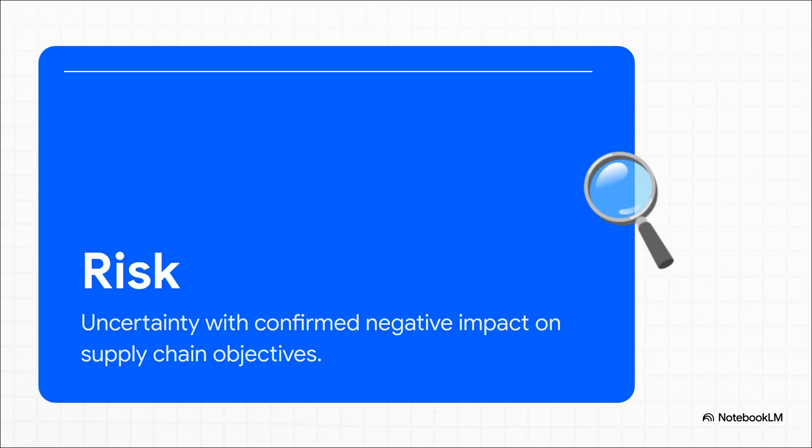It's everywhere. But as a risk manager, your job isn't to lose sleep over every single uncertainty in the world. Your job is to filter them. According to the ISO 31000-2018 standards, a risk is only an uncertainty that has a confirmed negative impact on your specific supply chain objectives. If it doesn't impact you, it's not a risk.